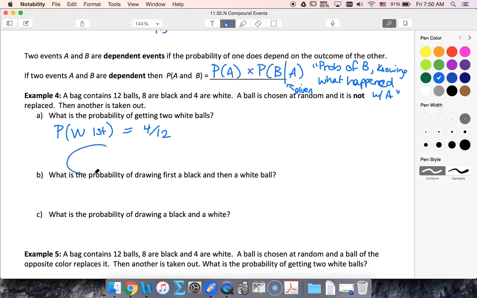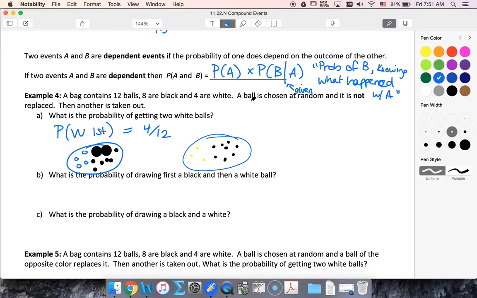So originally I had 1, 2, 3, 4 white, and then I had 1, 2, 3, 4, 5, 6, 7, 8 black. Well, now I take one of those whites out. So when I take one of those whites out, now I have only 3 whites. So I'm going to use, let's go with yellow. So 3 whites, but I still have all 8 of the black. So now there's only 9 in here.